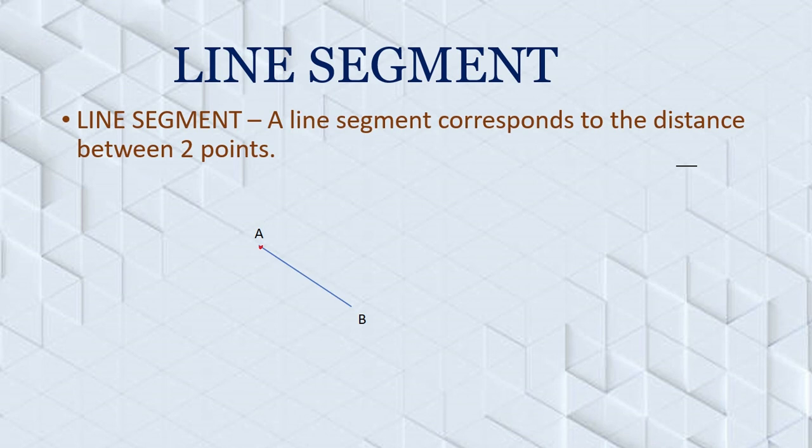So how will you define it? A line segment corresponds to the distance between 2 points. Distance between 2 points means, as you can see here, there are 2 points A and B. You can find the distance between A and B. So it would be considered a line segment.